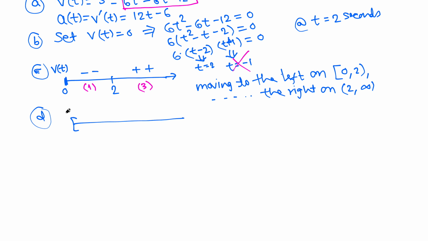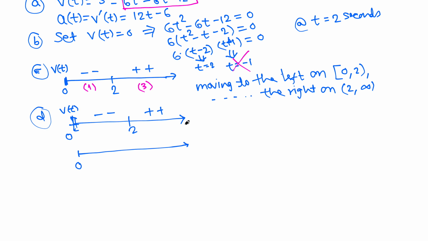Okay, so starting at 0, this is the velocity, so that's 0. So the velocity is negative and then we get positive. Now we need to do the same thing for acceleration.